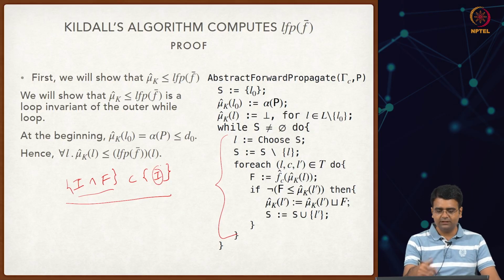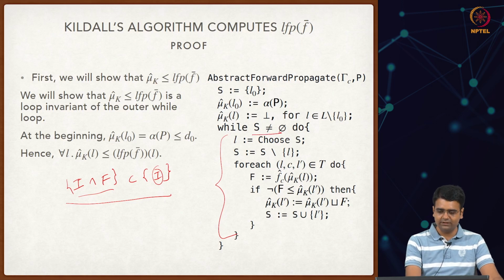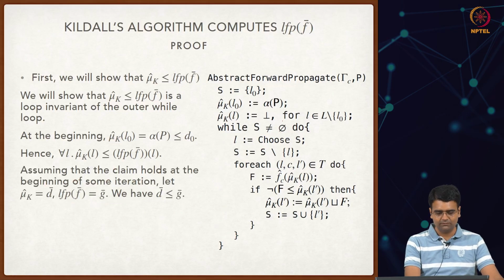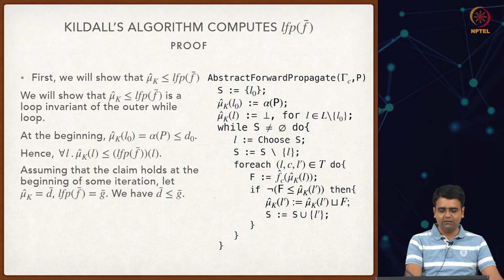So we can assume that the loop invariant holds at the beginning of some iteration of this loop, and that the loop conditional also holds. So S is not equal to empty, meaning we are entering the body of the loop. Then you execute the body once, and you have to check that at the end the loop invariant should also hold. In our case the loop invariant is mu hat k less than or equal to LFP of f bar. So we will assume that it holds at the beginning and then show that it holds at the end of the iteration.